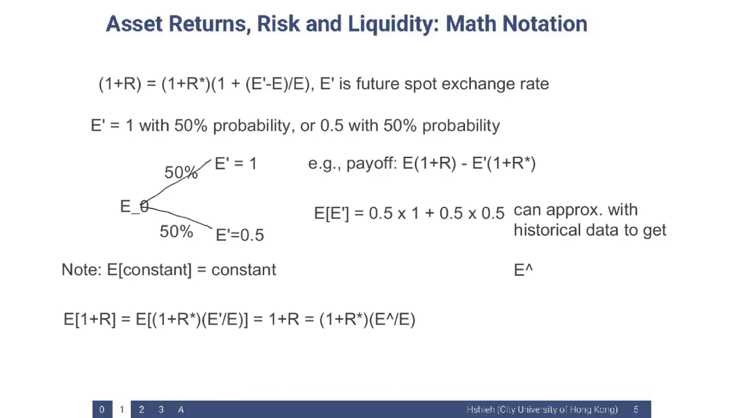All right, so the final equation here, 1 plus r equals 1 plus r star times e hat over e, is called the uncovered interest rate parity, and this is our asset pricing model we're going to be using. And again, the fact that we can just take the expected value requires a lot of assumptions. I'll go through them one by one with you in the next few slides.